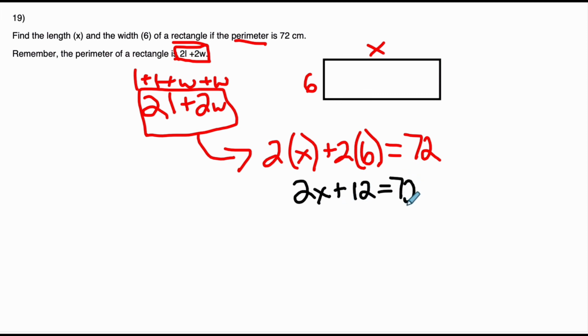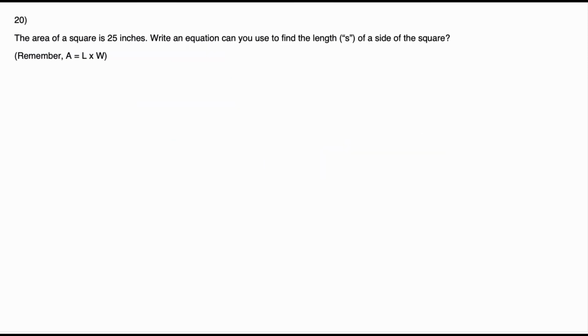And right here we've got ourselves a nice two-step equation. You've got multiply, you've got add. So remember, you're going to reverse PEMDAS, you're going to subtract, and then you're going to divide. And what you're going to end up finding is x. X equals, and what is x in this problem? It's the unknown length of the rectangle. So there's problem 19 somewhat worked out for you.